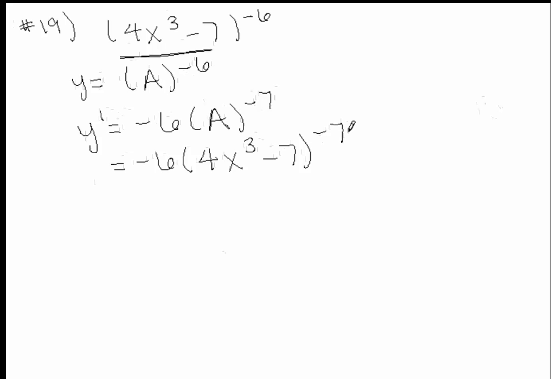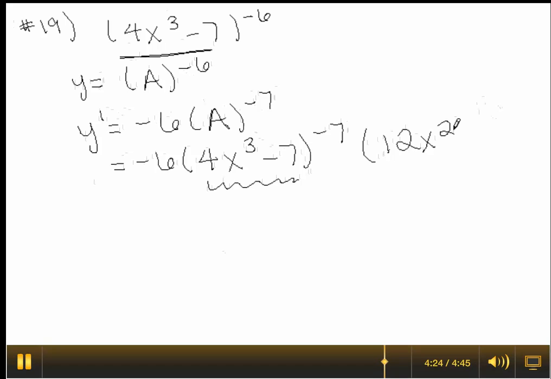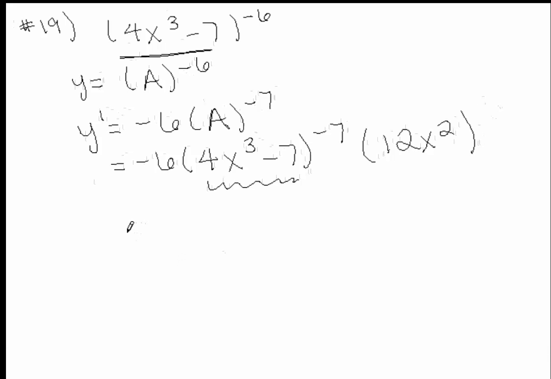The issue is here I have to look at my inside, because I have to take the derivative of 4x cubed minus 7. And that gets multiplied by this. So if you look at your inside, the derivative of 4x cubed, multiply the 3 down in front, gives you 12x squared. Derivative of 7 is 0, so you could just leave that as is. And again, simplify it down, not that I would count it incorrect if you got it this far. We have negative 72 x squared times 4x cubed minus 7 all to the negative 7th power.